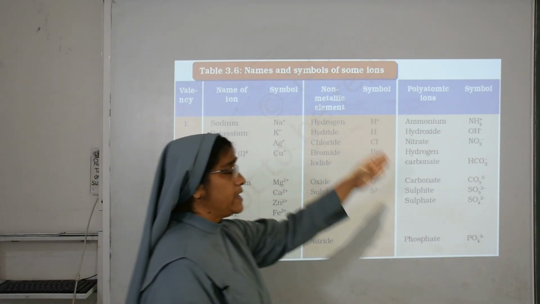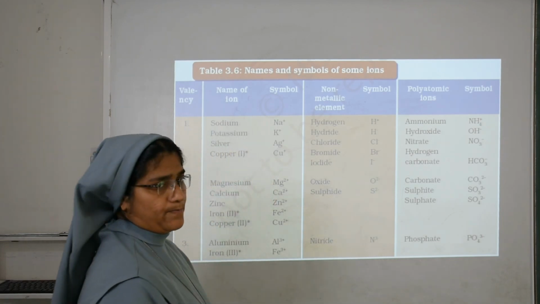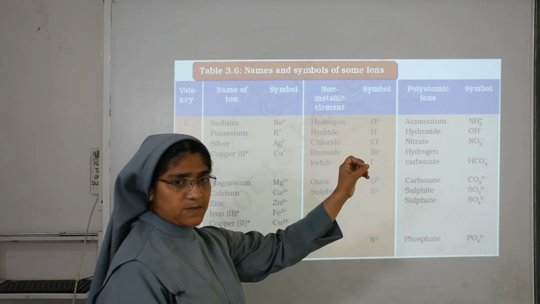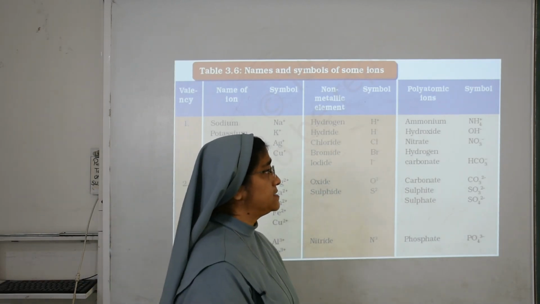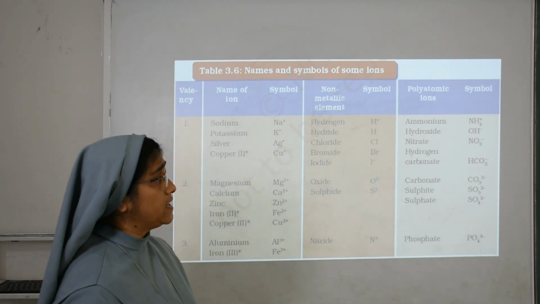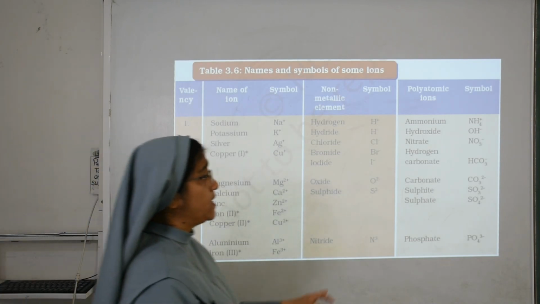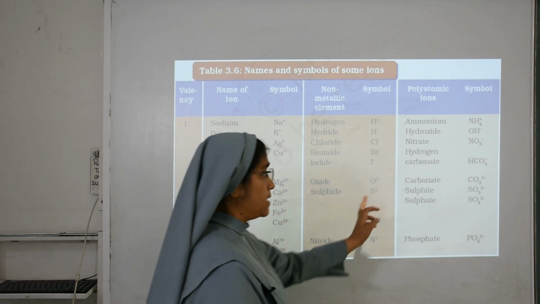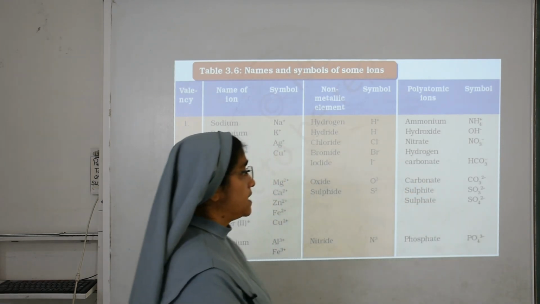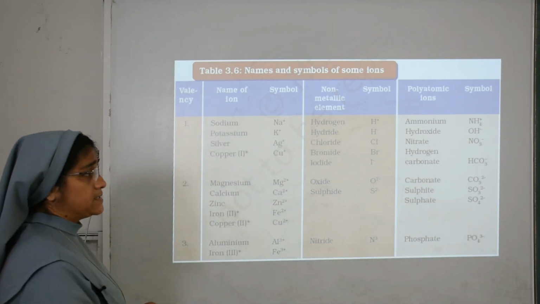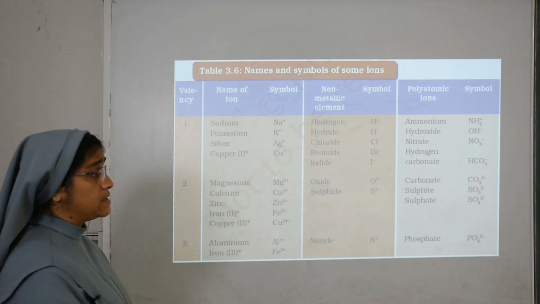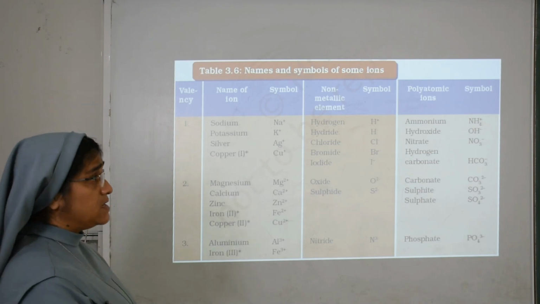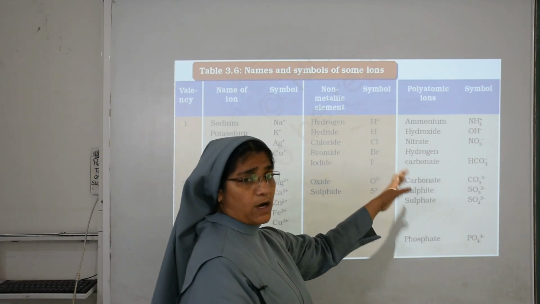Now some of the polyatomic ions, ammonium. Ammonium means NH4, a group of atoms that bear a charge. NH4 plus, hydroxide OH minus, nitrate NO3 minus, hydrogen carbonate HCO3 minus, carbonate CO3 2 minus, sulfite SO3 2 minus, sulfate SO4 2 minus, phosphate PO4 3 minus. These are the polyatomic symbols you want to learn.